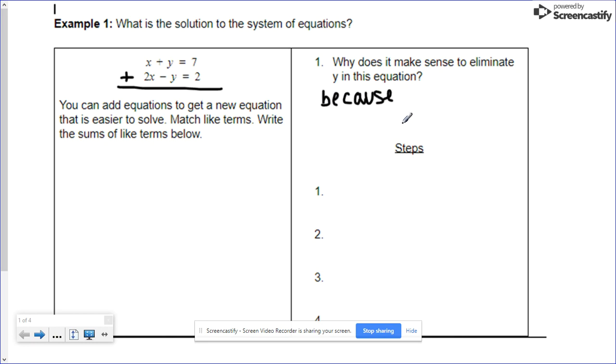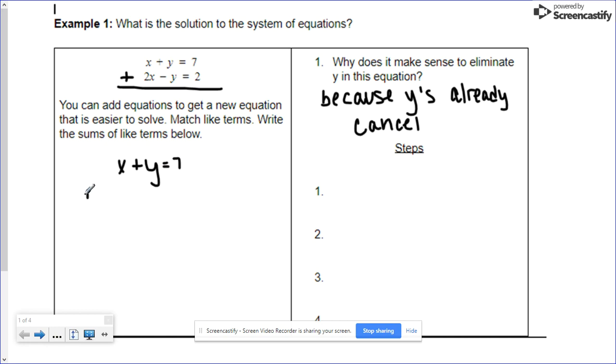Forgive me for all this writing. This is going to take forever, but the y's already cancel. So you're not going to want to try to get rid of the x's if the y's are already going away on their own. Okay, so what I'm going to do is show you how to solve this problem first, and then we'll fill out the steps part later.